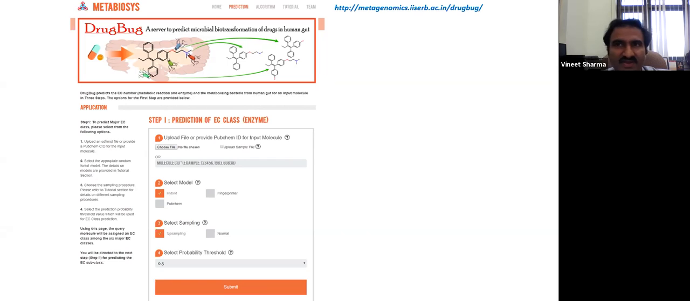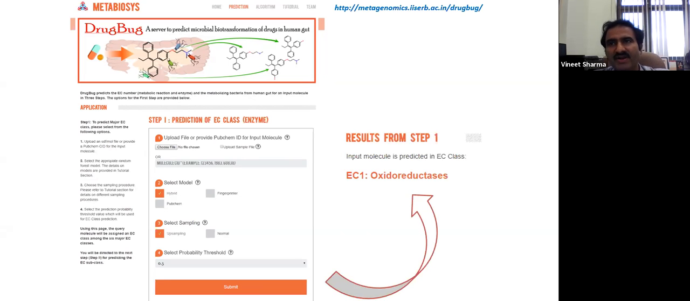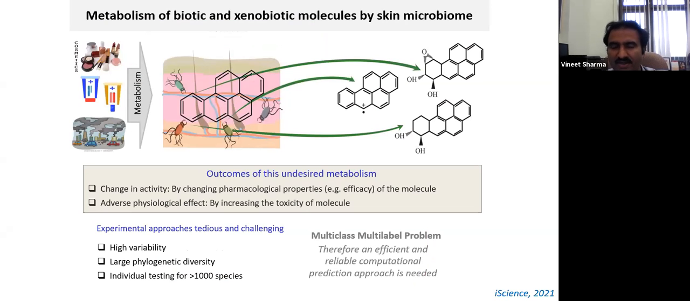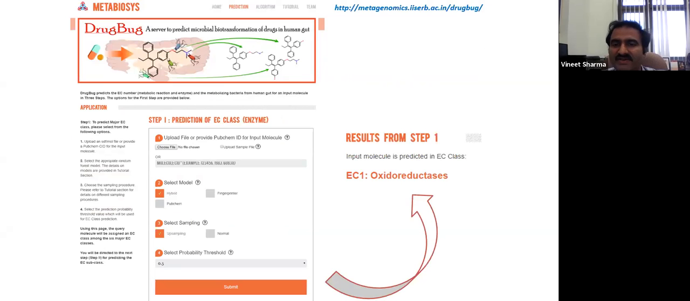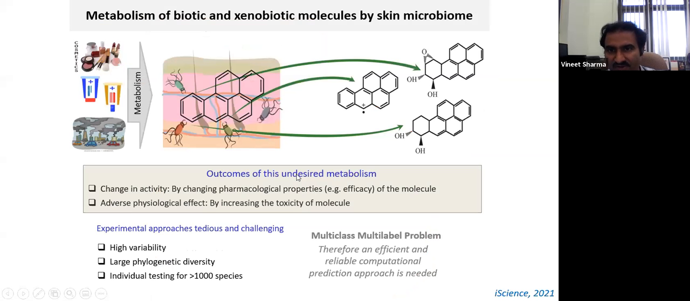In DrugBug, the initial version had this option, but later we took care of this in Skinbug, where instead of upsampling we did downsampling. And it will tell you the exact enzymes and the pathway and the reactions by which it is metabolizing. I'm not showing the example here, but I'll take you through it when I go through the next version, that is Skinbug, which is recent and published in iScience this year.